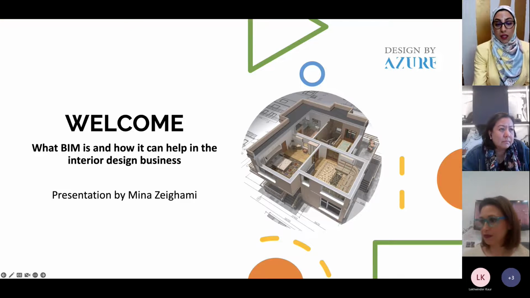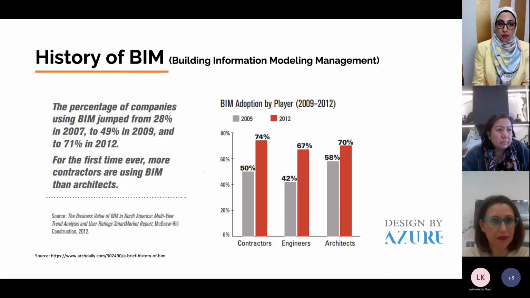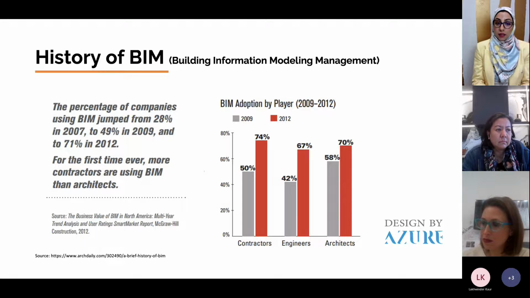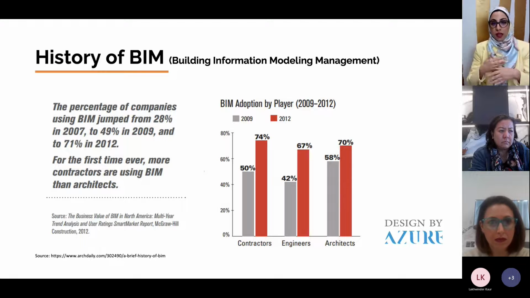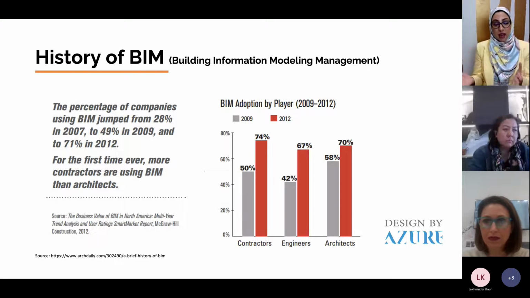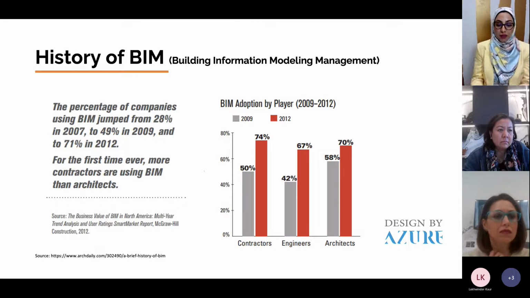So let's start with the history behind BIM. BIM, or Building Information Modeling Management, has been around since 2000, but the history behind BIM started in the 1970s and 1980s, and it has been evolving throughout these years. As computer science evolves, the BIM industry also evolves and gets better every day. China, Switzerland, South Africa, even Canada are incorporating BIM, and every day more countries are joining.